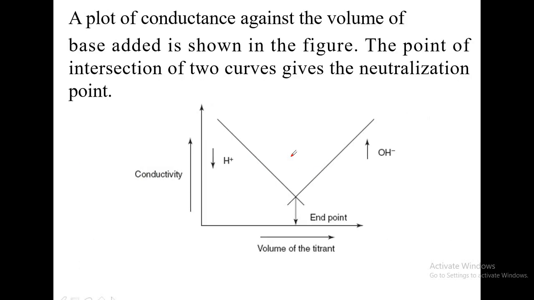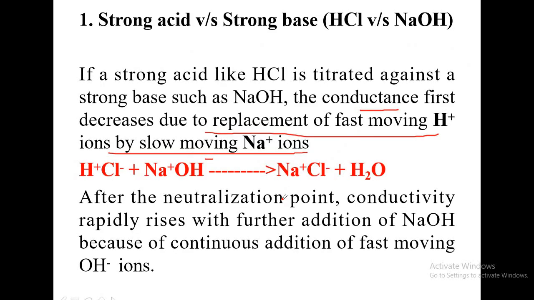How long does this take place? This continues until all the H plus ions are completely replaced by Na plus ions. When one H plus ion is replaced by one Na plus ion, conductance decreases. Like that, when all the H plus ions are replaced by Na plus ions, conductance reaches a minimum value. Once all the HCl is converted into NaCl, that is complete neutralization.